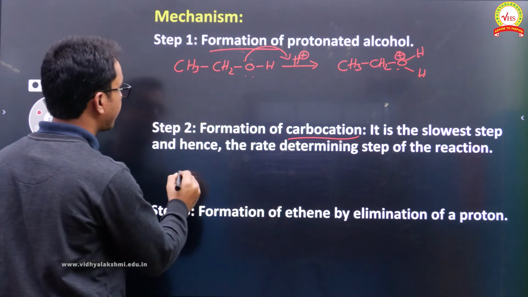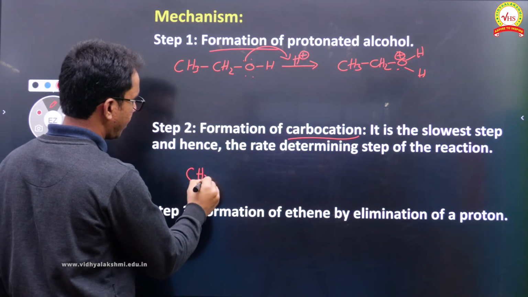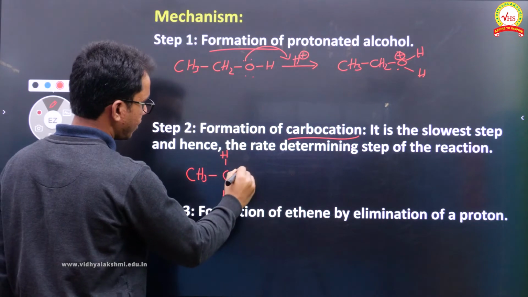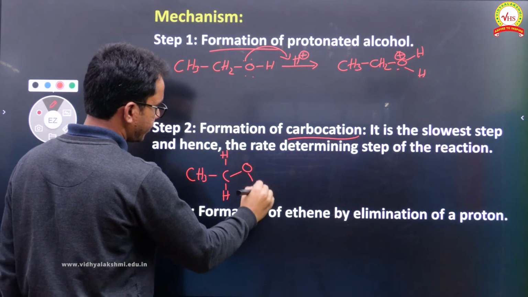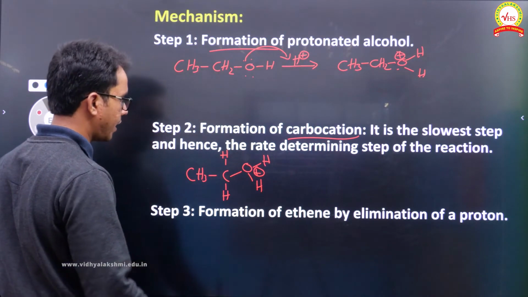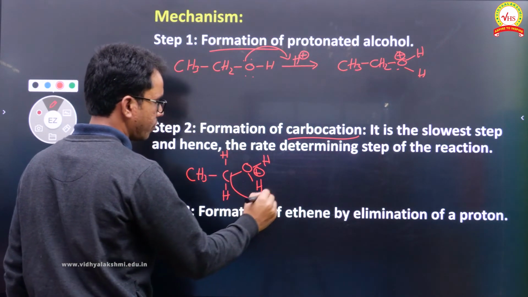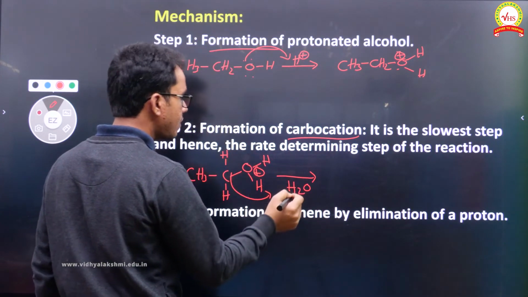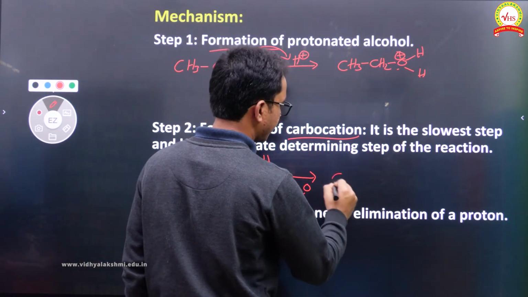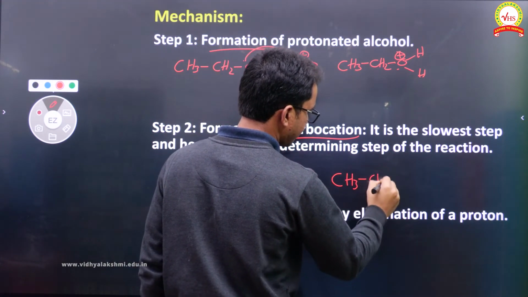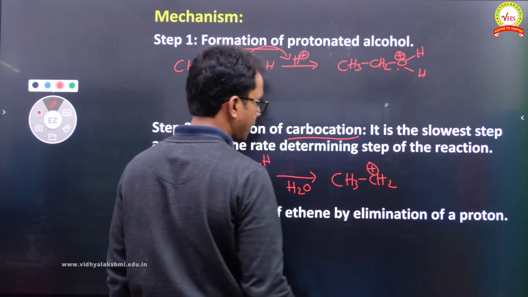Let me take this one, that is CH3CH2 with OH2 plus, with a positive charge. Now what happens is that elimination of this water takes place. When elimination of water takes place, formation of carbocation takes place here, that is CH3CH2 plus.